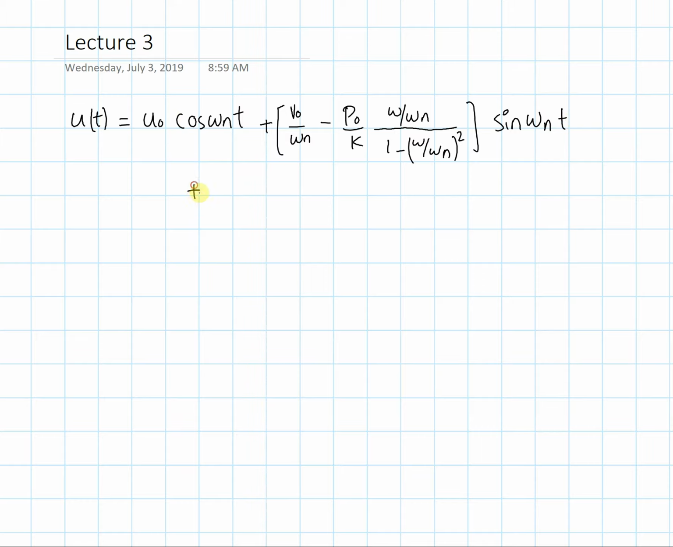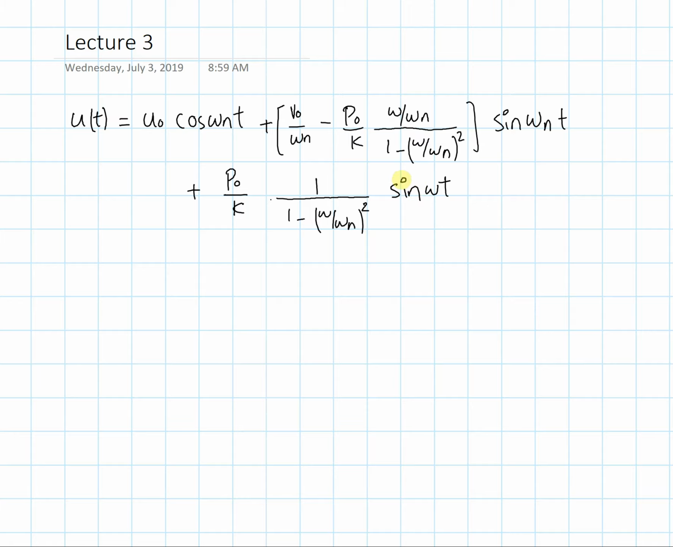Then I want to add my particular solution, and that gets me to P over K, and we have a sine omega t.